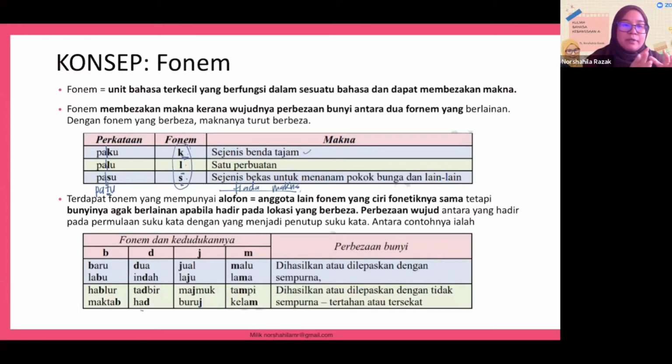Jadi sebenarnya bunyi ni awak dengar macam mungkin lebih kurang sama, tapi sebenarnya dia tak sama. Okay? Dia tak sama daripada satu sama lain. Jadi macam mana kita nak tahu sama ke tak? You can record the sound and you can put in the spectrogram software and you can find what is the difference.